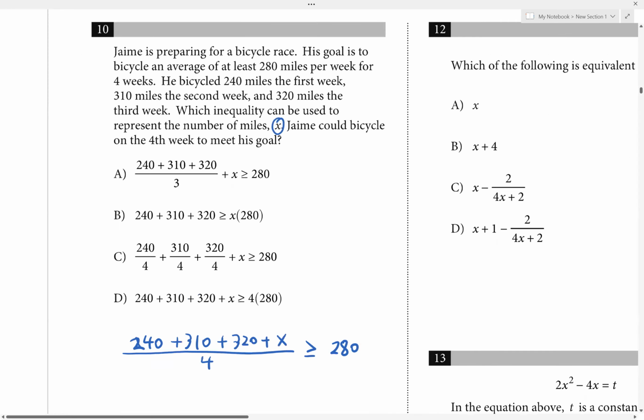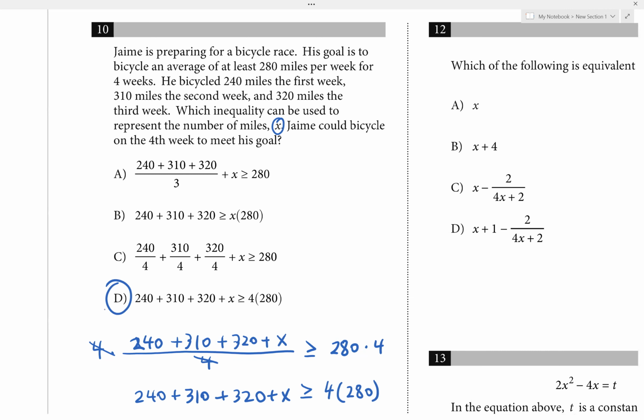All right. And to solve for X, or not necessarily solve for X, but to match with one of the answer choices, what we have to do here is recognize that if we multiply by 4 on both sides, this will cancel out the denominator. So we get 240 plus 310 plus 320 plus X, and this should be greater than or equal to 4 times 280. So if you put it in this form, then we'll see this actually matches with answer choice D for number 10. The tricky part is that they recognize if you multiply by the denominator on both sides, we'll actually get it into answer choice D.